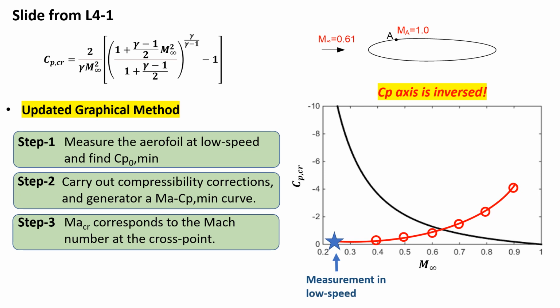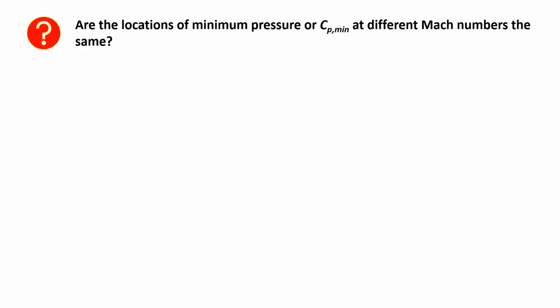Again, the Mach number at the cross-sectional point is the critical Mach number. So this is the updated graphical method, and I think it's more convenient than the original one. Instead of doing a couple of measurements, we are just doing one measurement. It's more convenient. But apparently there's a bit of uncertainty because of the uncertainty in the pressure correction, right? So we need to accept that fact.